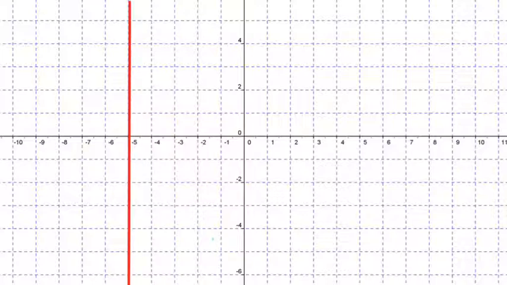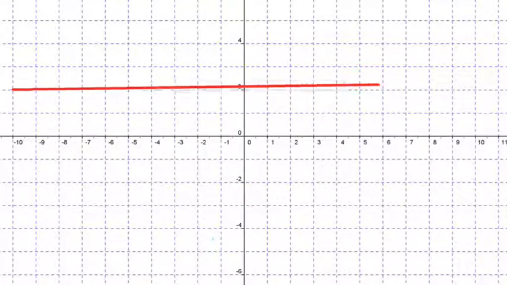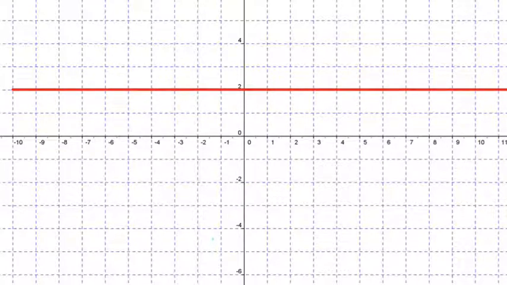A vertical line, I shouldn't use that example first. I'll do this example first. A horizontal line instead. A horizontal line, if you ever see that, that's easy. Easy peasy. The slope is 0. Take note of that. The slope is 0. There is no steepness, right? It's 0.